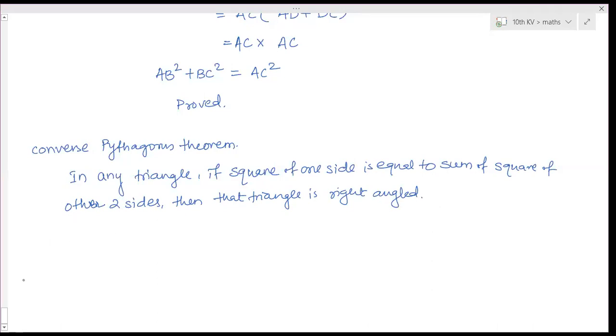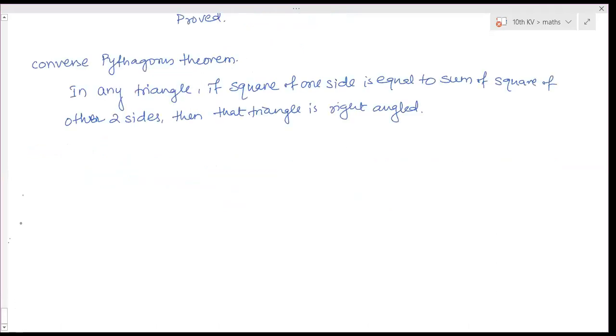So we have to prove this. For this proving, how to prove this? Is the statement clear? Yes, ma'am. So here what is given? In triangle, we will consider triangle ABC. AC square is equal to AB square plus BC square. It is given.